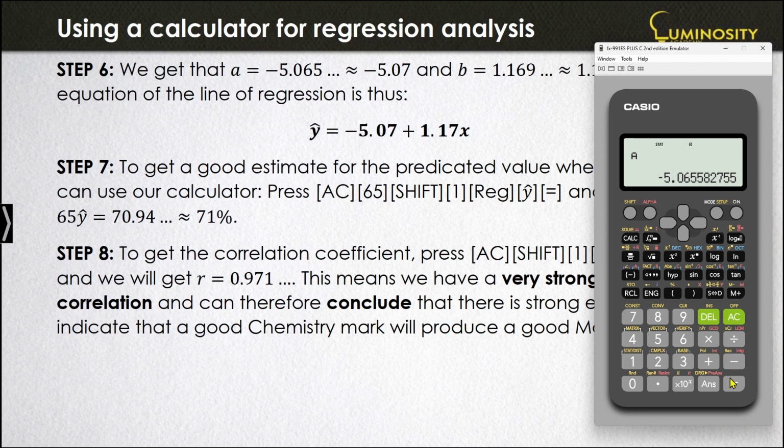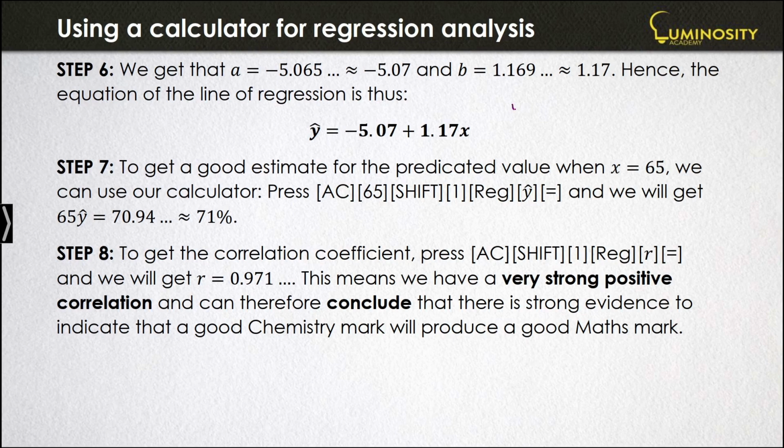If I want to get the B value, I'm going to click AC again, Shift 1, regression B, and then you see I get 1.169 and so on. So to 2 decimal places, that's 1.17. So the equation of your regression line, remember, is y hat equals A plus BX, always. And then I substituted the values for A and B.